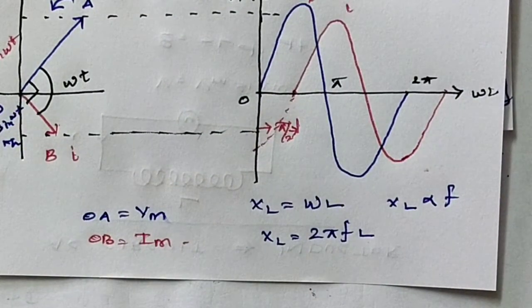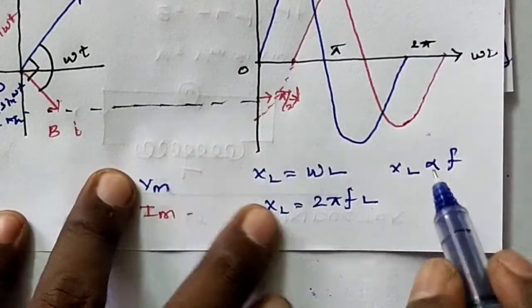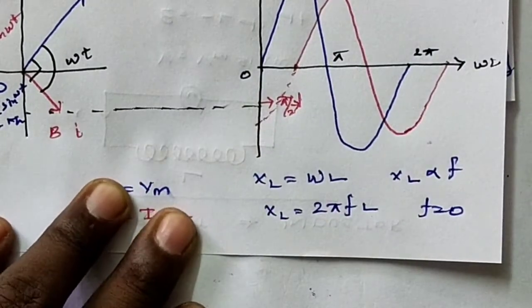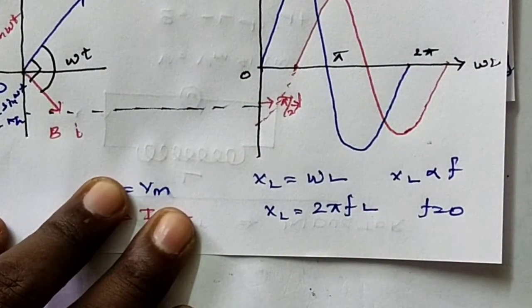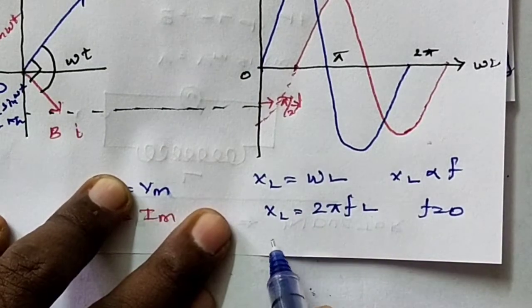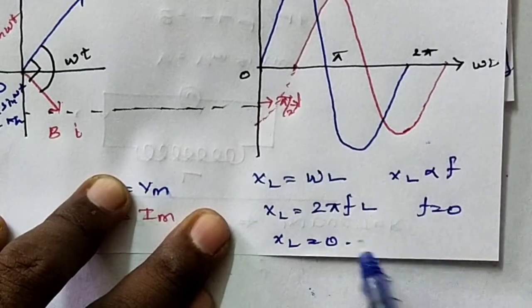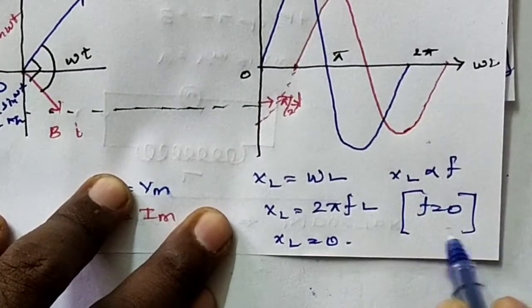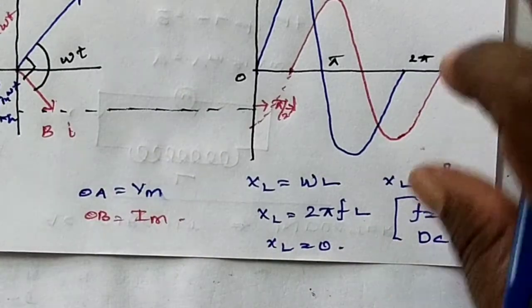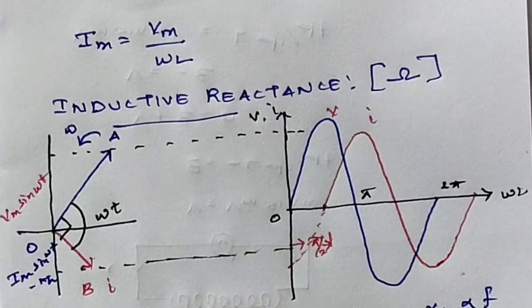Suppose we consider a DC current, which is a steady current. Then the frequency is 0, and an ideal inductor offers no resistance to steady DC current, so XL equals 0. That is the inductive reactance. So that is the AC circuit containing only an inductor.